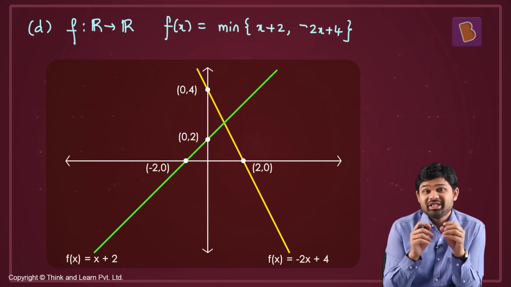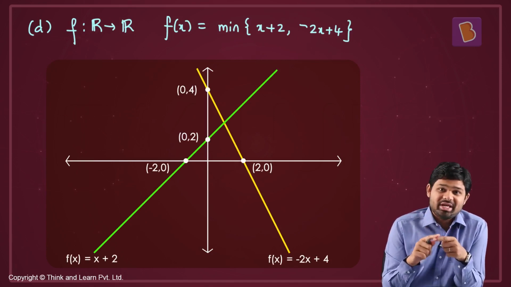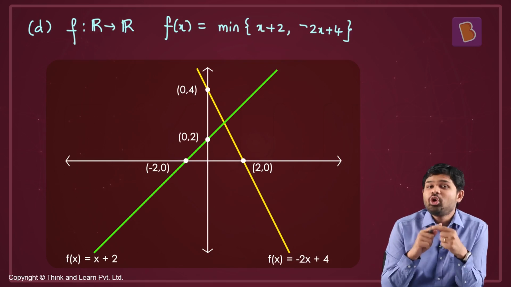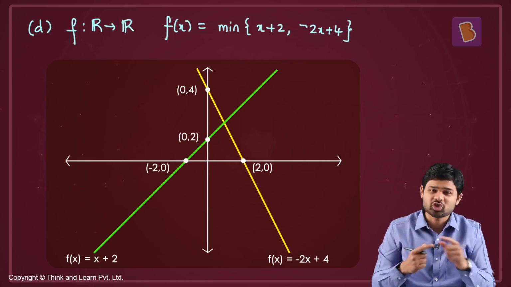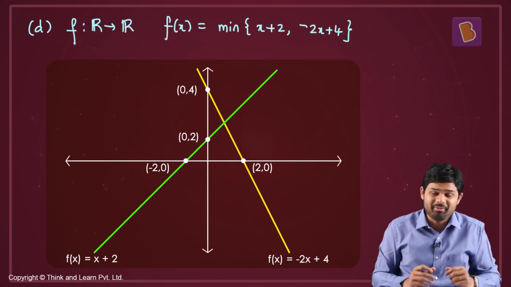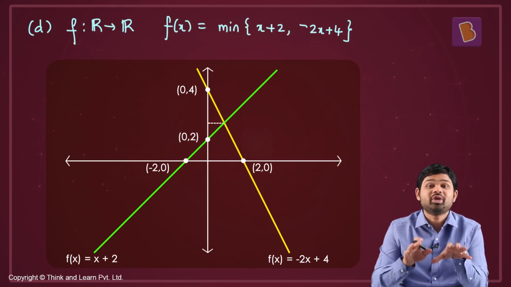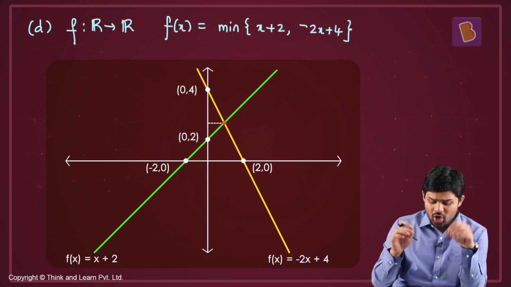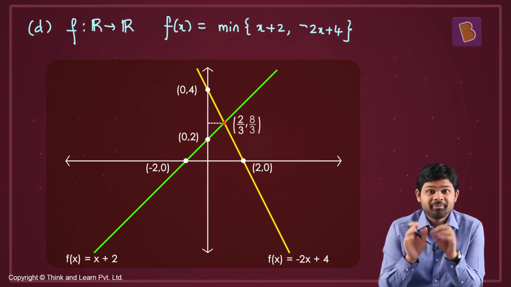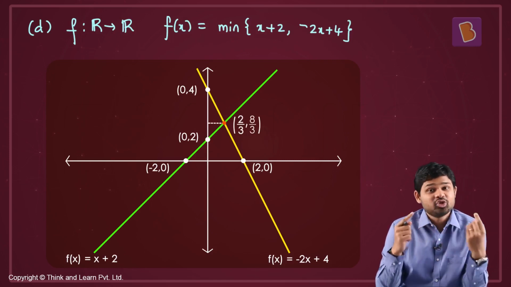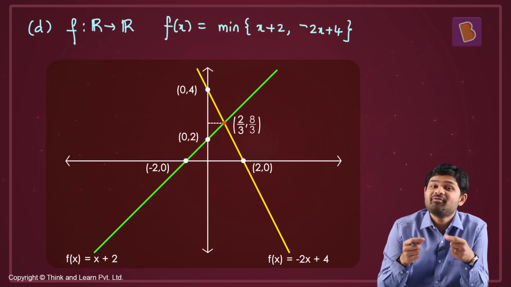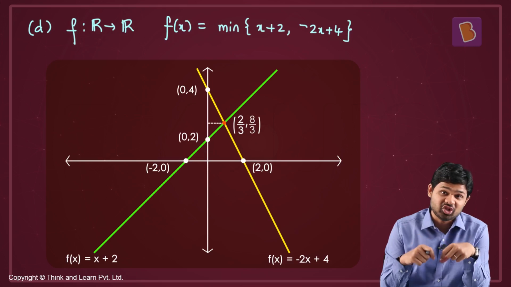So look at the function. These two functions, x plus 2 and negative 2x plus 4, are going to intersect at one point, and it's very easy to find out the point of intersection. You have to equate them and solve the linear equation, and you get the point of intersection to be equal to (2/3, 8/3). So at (2/3, 8/3), the functions intersect. So at x is equal to 2/3, the minimum value of this function is 8/3.